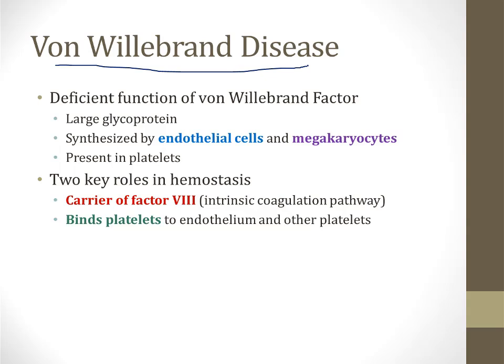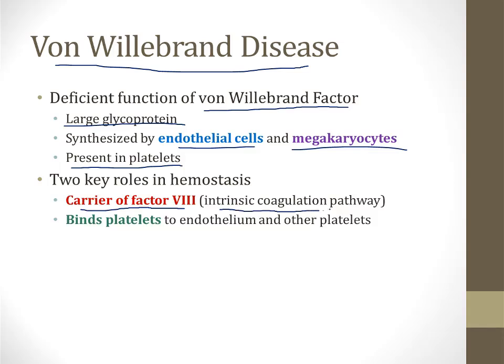As the name implies, this disorder involves deficient function of von Willebrand factor, which, by way of review, is a large glycoprotein. It's synthesized in endothelial cells and megakaryocytes and found in platelets, and it has two important roles in hemostasis. First of all, it is a carrier of factor VIII, which is part of the intrinsic coagulation cascade. So if you are deficient in von Willebrand factor, you will also be deficient in factor VIII of the coagulation cascade. Its second role in hemostasis is to bind platelets to the endothelium and also to other platelets. Therefore, if you're deficient in von Willebrand factor, you will have poor aggregation and binding of platelets.